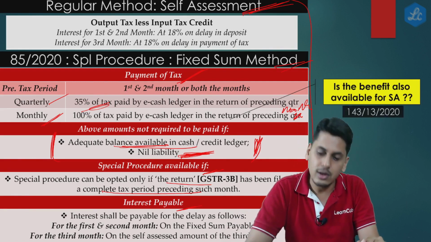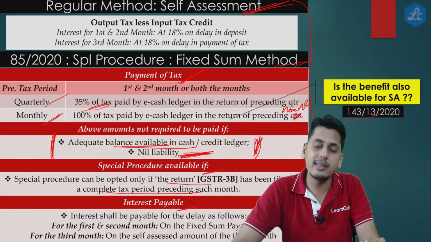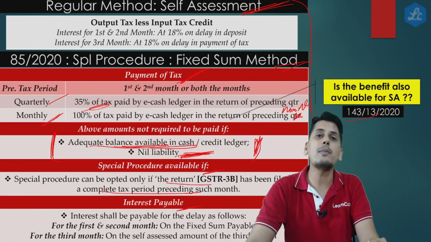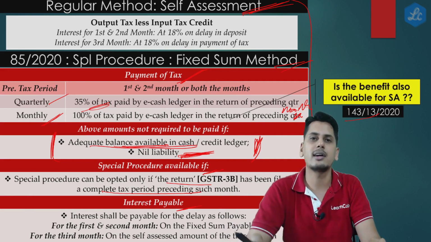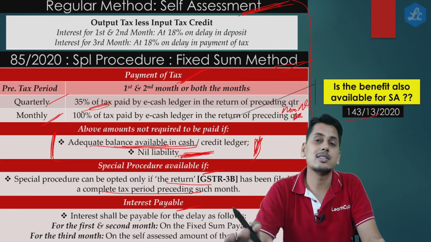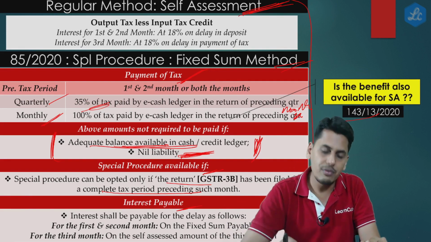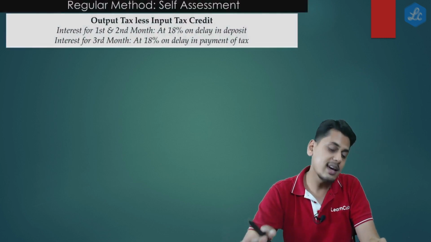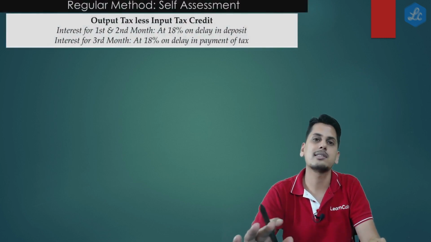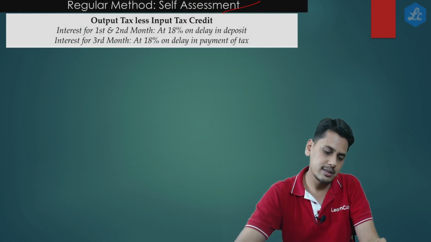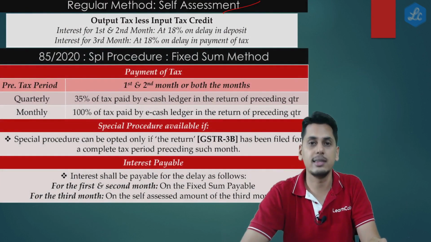And friends, there is a circular which clarifies this, circular 143/13/2020, which states that if there is an adequate balance available in the cash or in the credit ledger, then the deposits in the first and second month are not required to be made even under the self-assessment method. So friends, now I just rearrange the slides. The slides would look something like this. Regular or the self-assessment method, these are the points. Fixed sum method, these are the points.